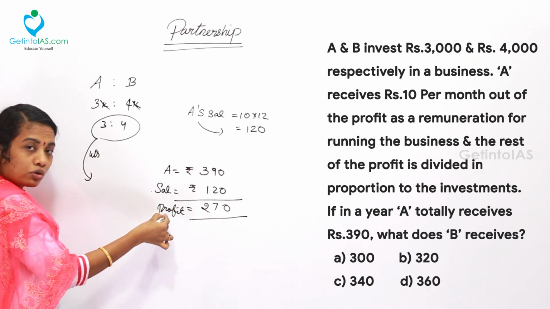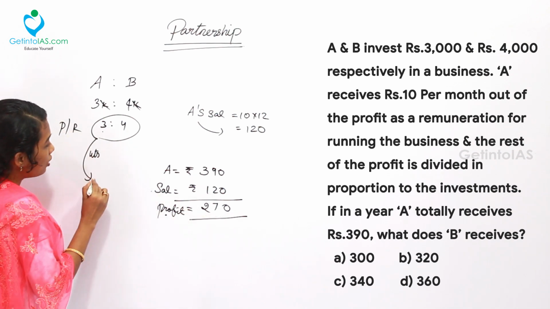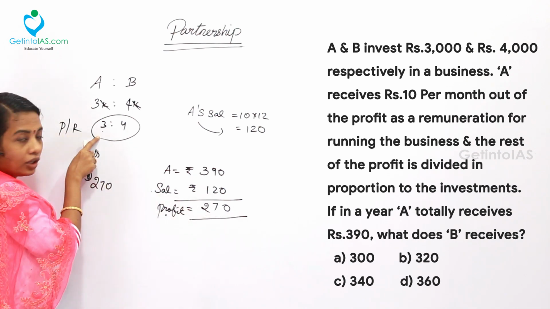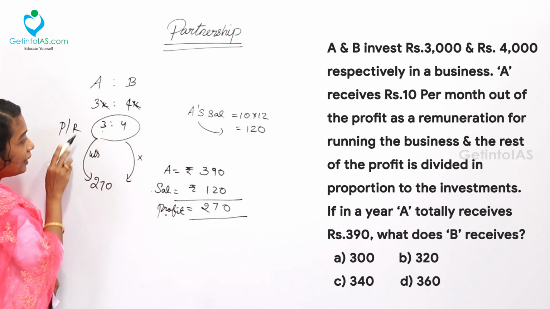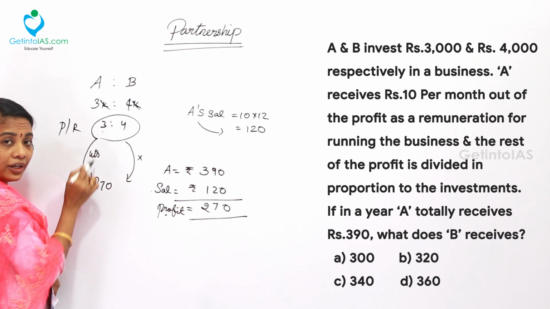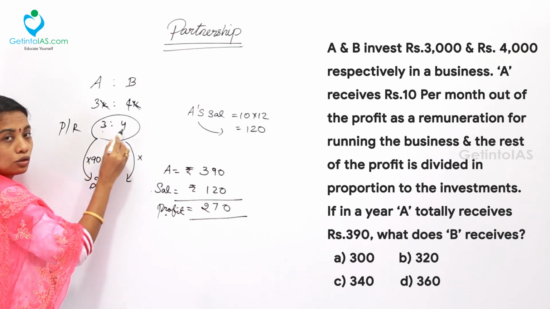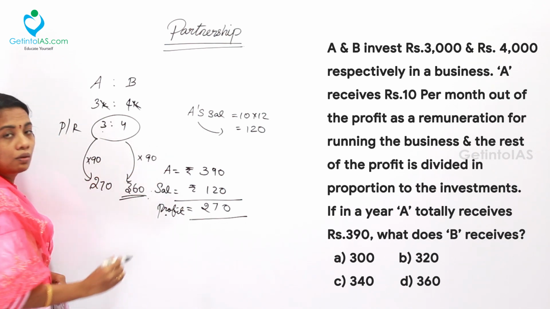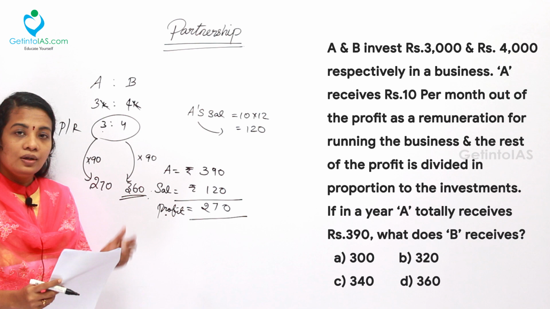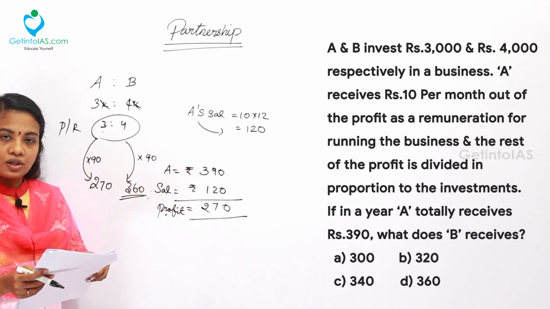So here we want to focus only on the profit ratio. So 270 rupees is for 3 units. What is for 4 units? Simply take 270 divided by 3, which is 90. Then 4 into 90 is 360. Finally, what is B's share? The answer for this question is rupees 360, which is given in option D.